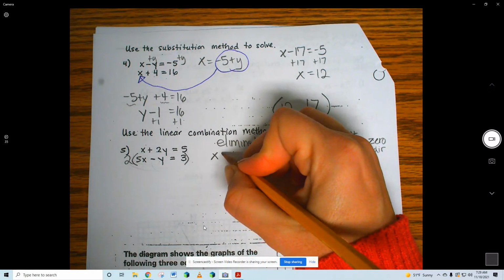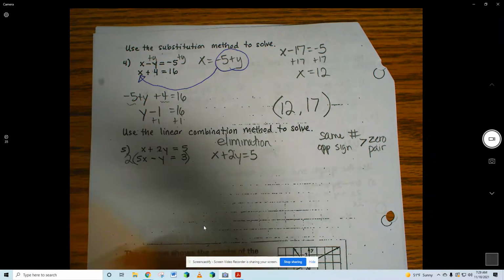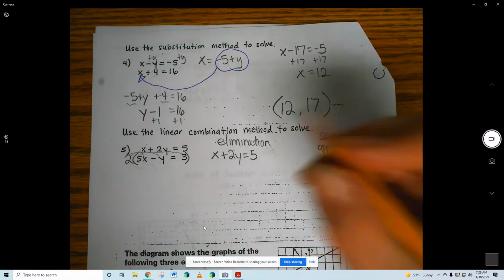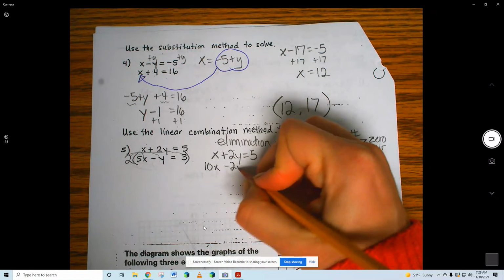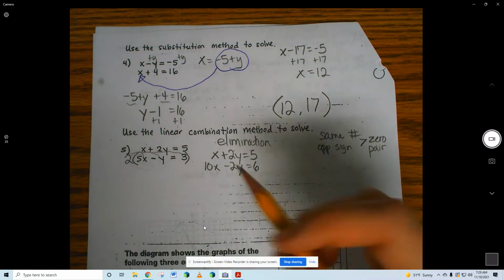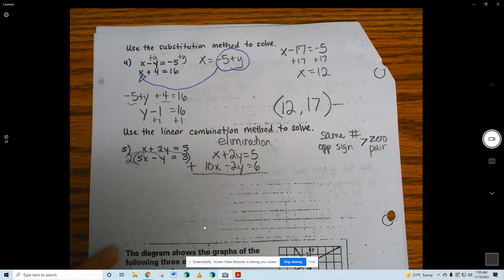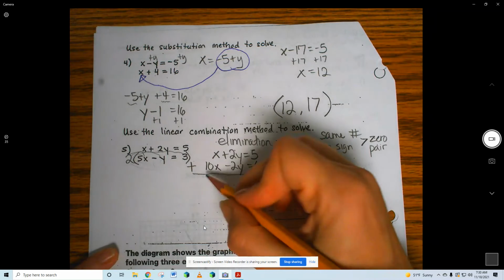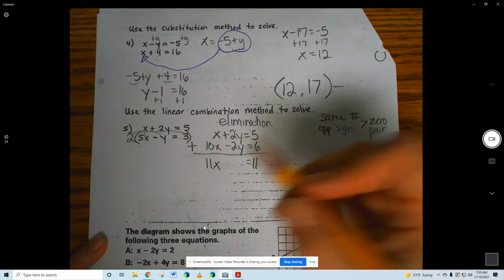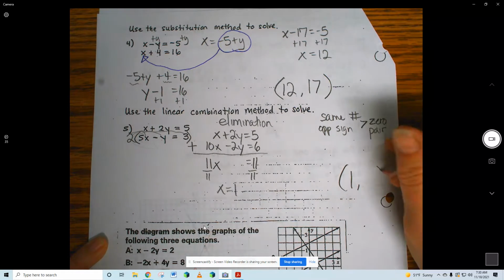I'll write it over here. X plus 2y equals 5. And I need to distribute the 2 into the second equation. 10x minus 2y equals 6. And add. 11x equals 11. Huh, nice. So divide by 11, x equals 1. I'm halfway done.